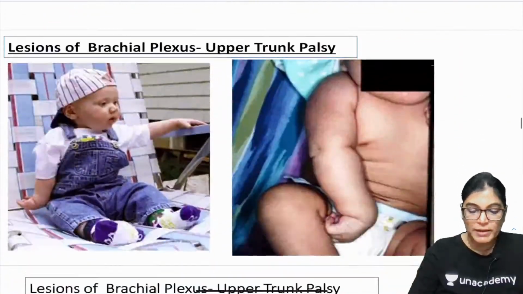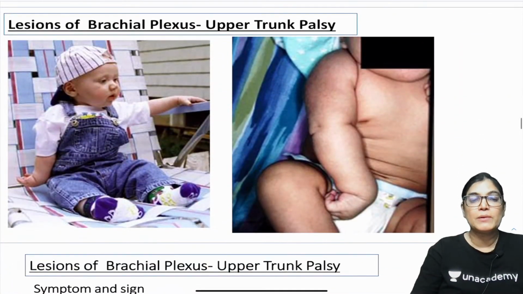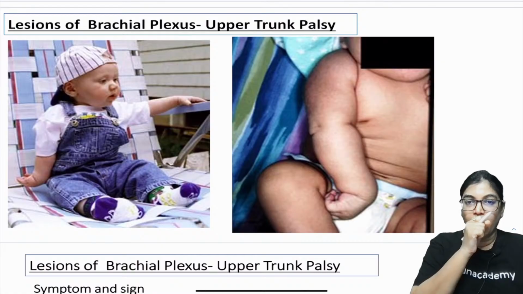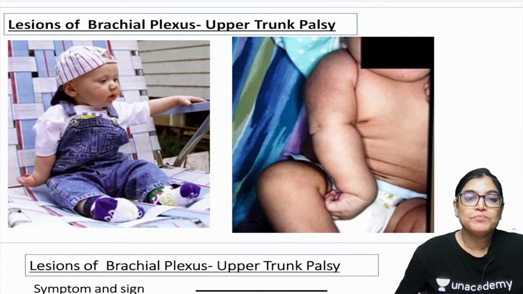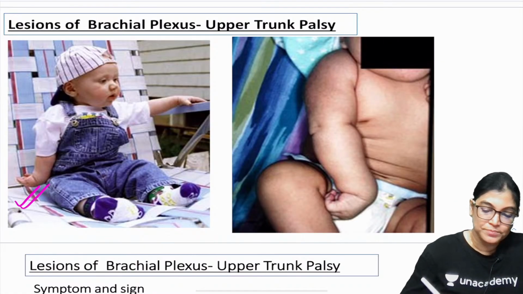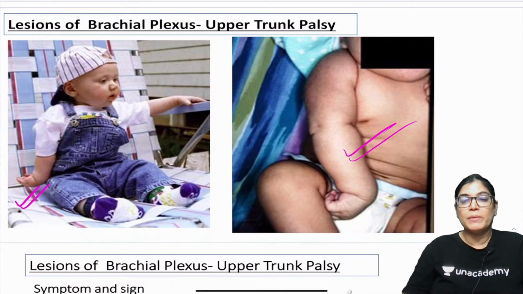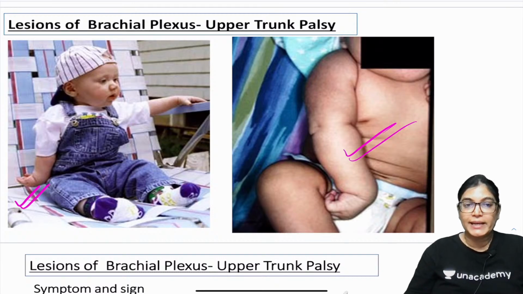Yes, policeman deformity. So the lesion of brachial plexus upper trunk will cause policeman tip deformity. You can see here the baby is having the policeman tip deformity or waiter tip deformity. The arm is adducted and medially rotated, and the forearm is extended and pronated.